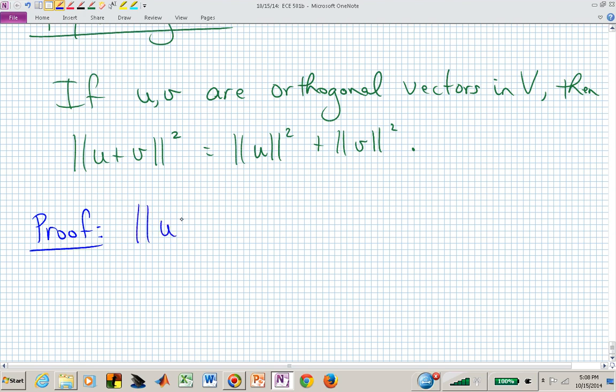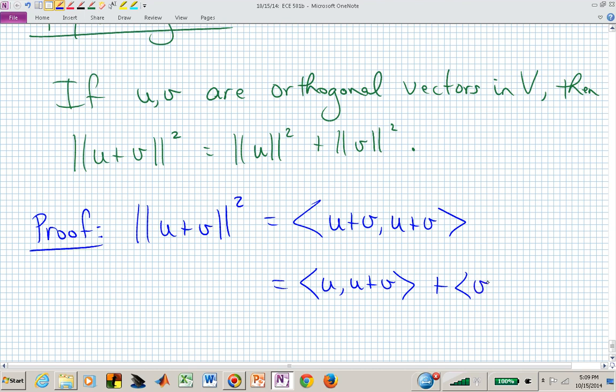Meaning, if we start with u plus v, the norm of that squared, how did we define the norm squared? That was simply the inner product of the vector with itself. So in this case, we have the inner product of u plus v with u plus v. But we know what the additivity of the first slot produces. That now breaks this up into two inner products. We can now say the inner product of u plus v with u, plus the inner product of u plus v with v.